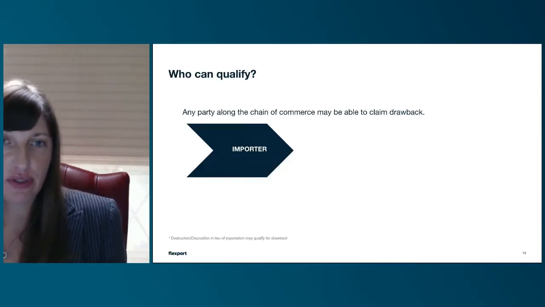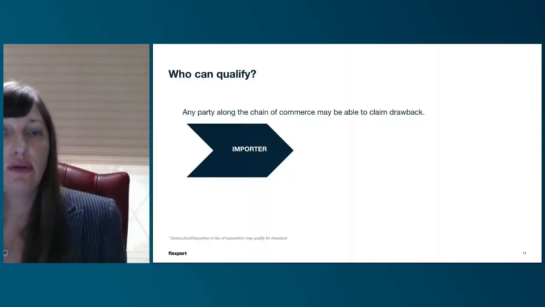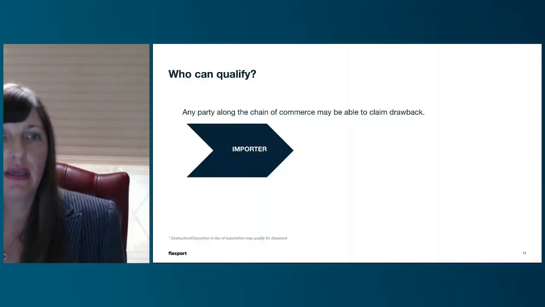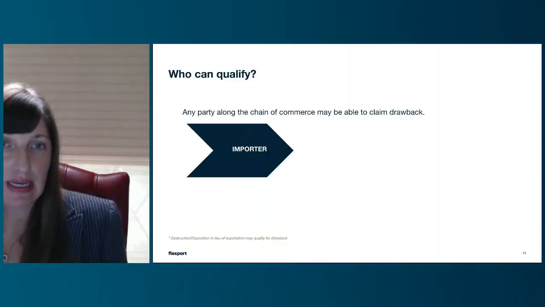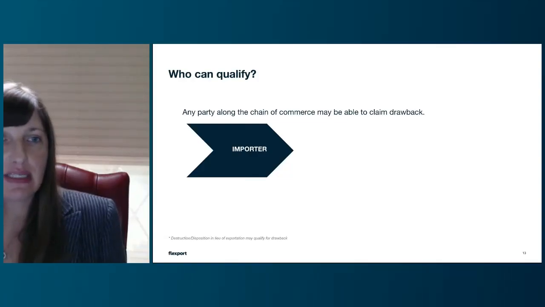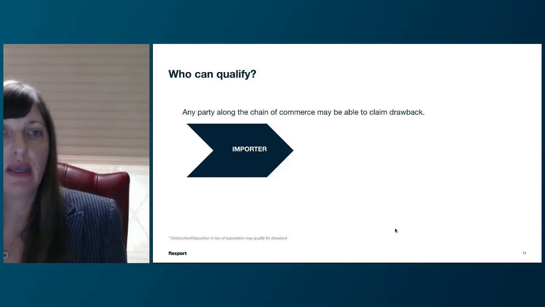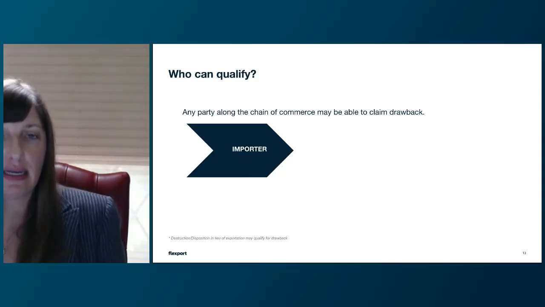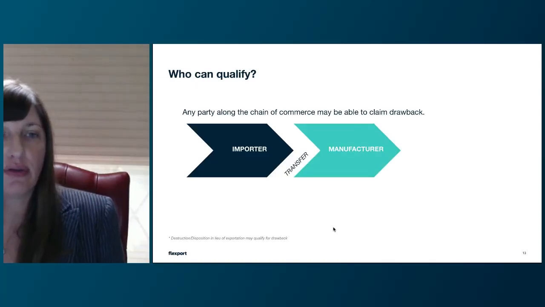Who can qualify for drawback? In order to have a drawback opportunity, two things must exist: imports with duties paid and exports or destroyed goods. The simplest drawback scenario occurs when a company is importing and paying duty on goods and exporting those goods. But again, any party along the chain of commerce may be eligible to claim drawback. Again, importing is key, but you can claim drawback even if you're not the importer.